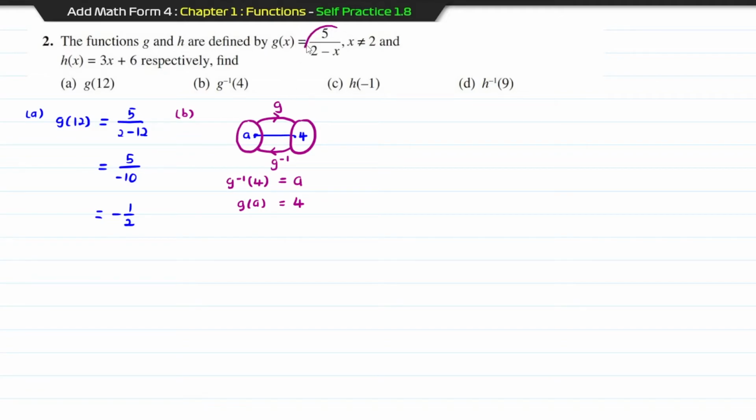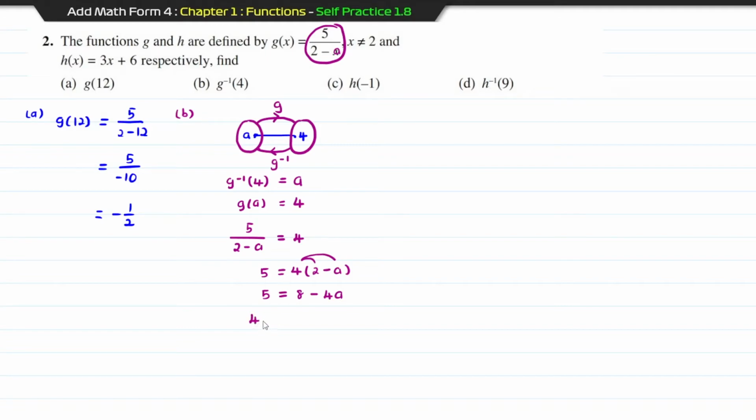So this is our function g, right? Now the input is a. Therefore the x here, we're going to replace with a. Next, we're going to have 5 over 2 minus a is equal to 4. Then we're going to solve this. Move this 2 minus a to the other side, so you will have 5 equal to 4 times 2 minus a. Just expand it. 4 times 2 is 8, 4 times a, 4a. Now I'm going to move this minus 4a to the front, and this number 5 to the back.